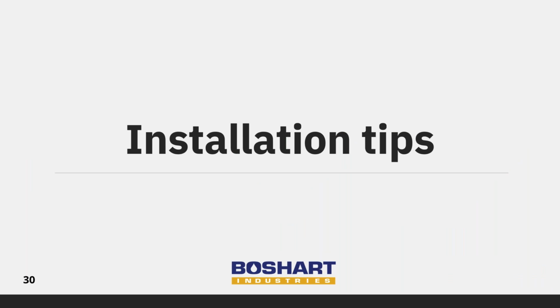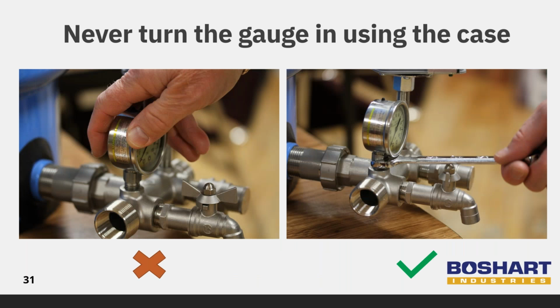Now we will look at some installation tips. Instead of applying a torque to the gauge case, an open end or adjustable wrench should be used. This should be used on the wrench flats of the gauge socket to tighten the gauge into the fitting or pipe.